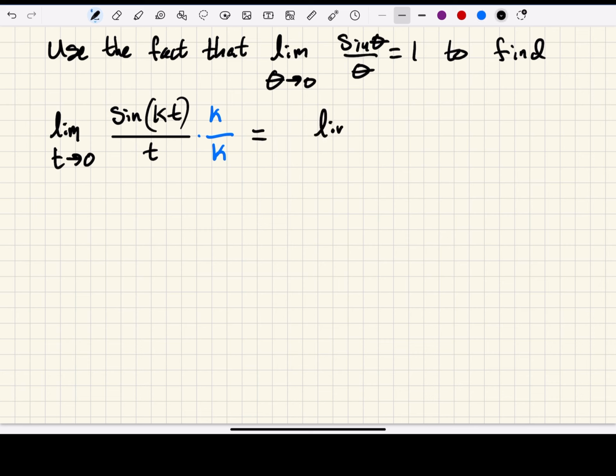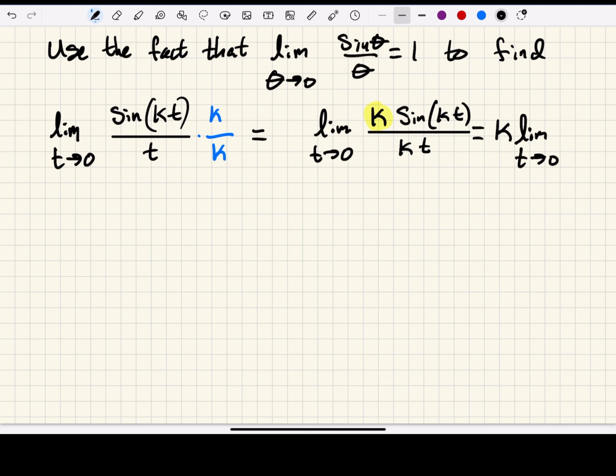as the limit as t goes to 0 of k times the sine of kt divided by kt. Now this k in the numerator out in front of the sine function is just some constant that we can pass out in front of the limit. So we have k times the limit as t goes to 0 of the sine of kt divided by kt.